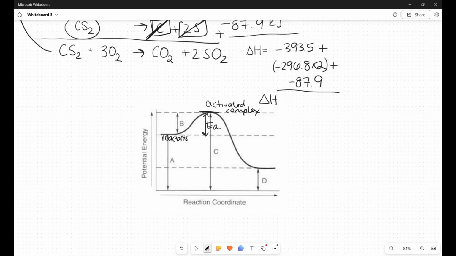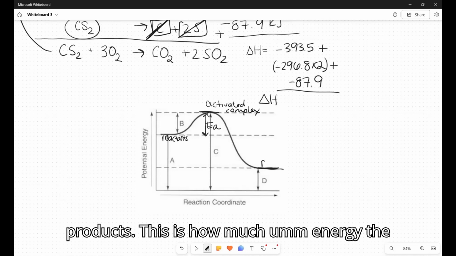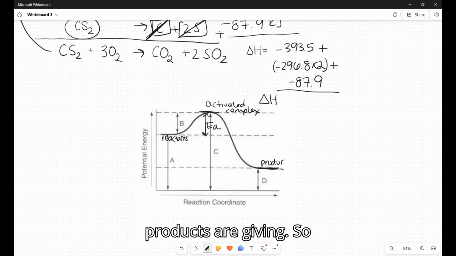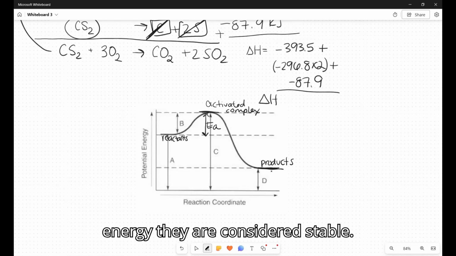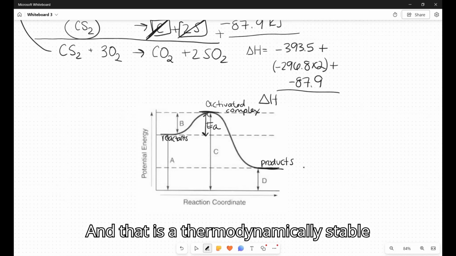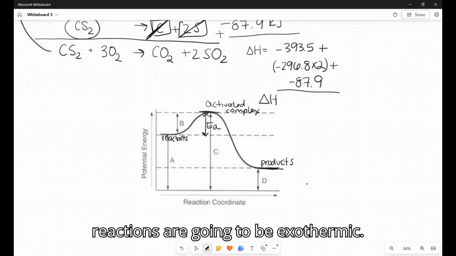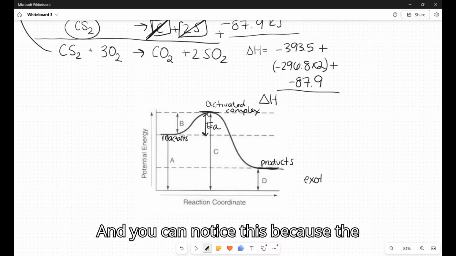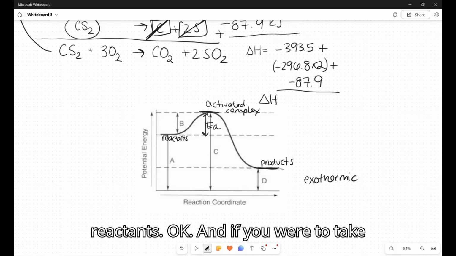And this point here is called the products. This is how much energy the products are giving. So in general, if your products have low energy, they are considered stable, and that is a thermodynamically stable reaction. So most reactions are going to be exothermic, and you can notice this because the products will have less energy than the reactants.